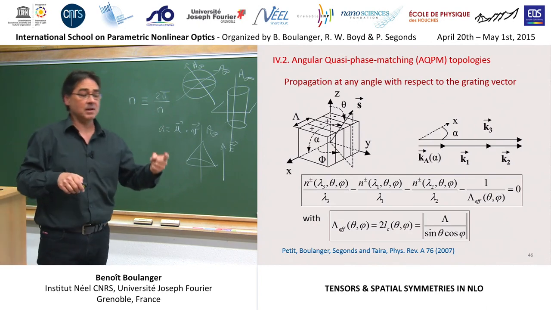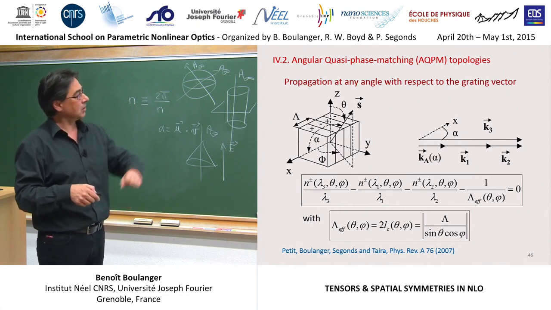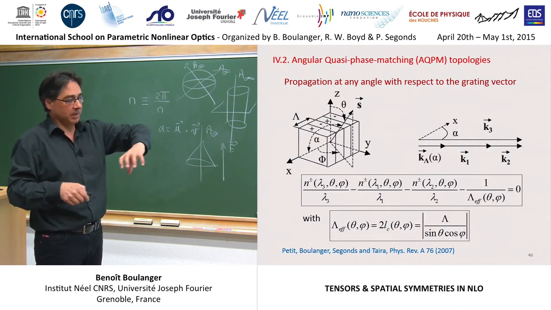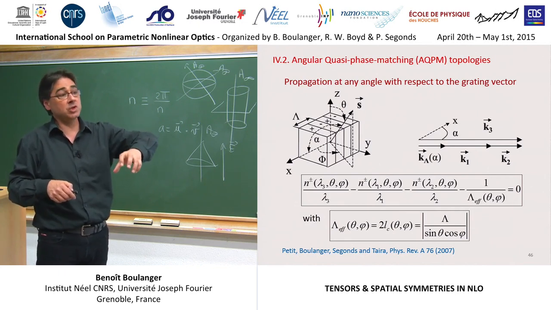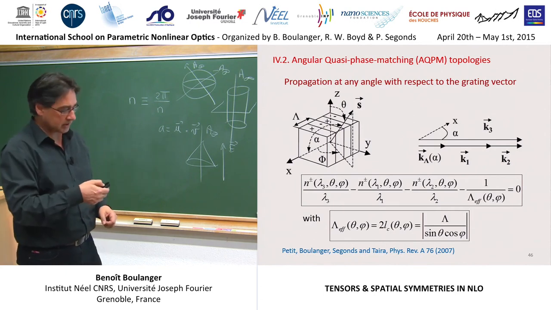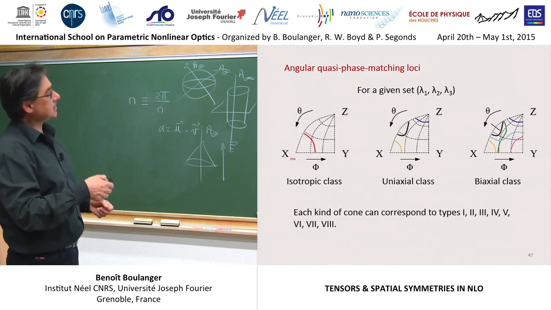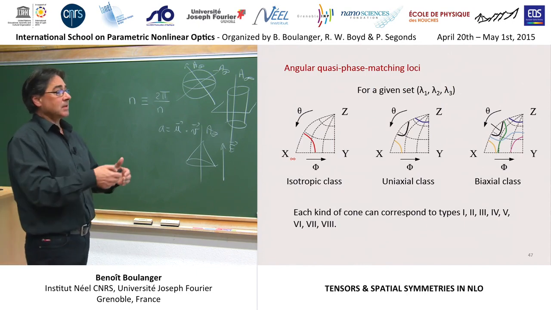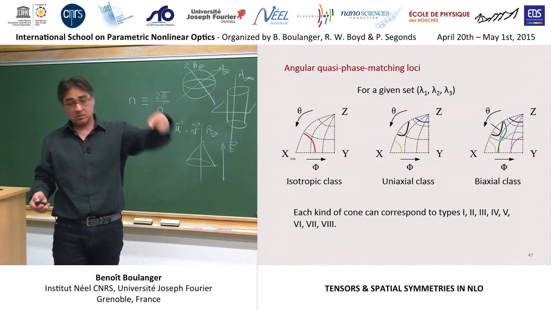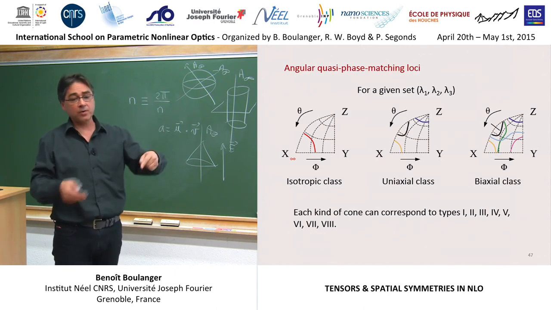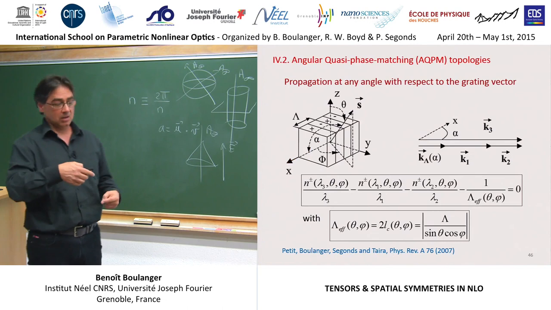So Majid showed you some nice results using such an OPO. By varying the effective grating, we can vary the quasi-phase matching conditions, and then we obtain tunability. We have shown that now it's exactly the same thing as for birefringent phase matching. So you find all the directions for which you are going to verify these equations. It can be easily calculated.